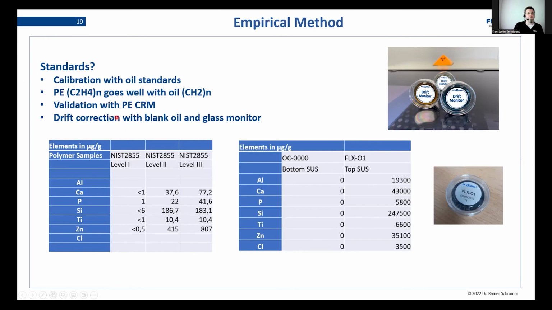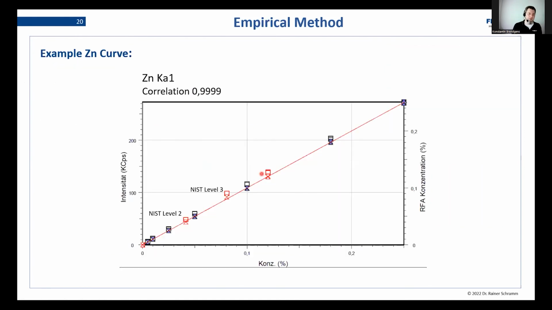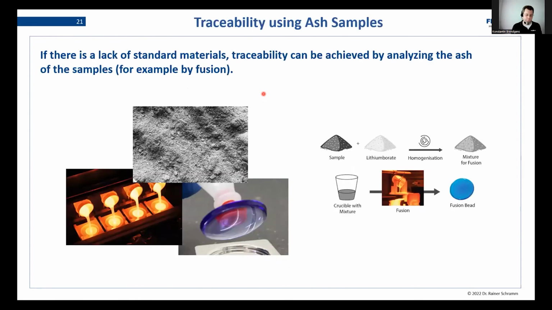And for drift correction, in this case, we use a blank oil, which is the paraffin basically, and the glass monitor as a stop standard. That in combination gives us the tools to actually analyze. There is an example of a curve here. This is zinc, and you can see the validation samples are in here. Our correlation is very good, and we can even go down to a very low concentration range.